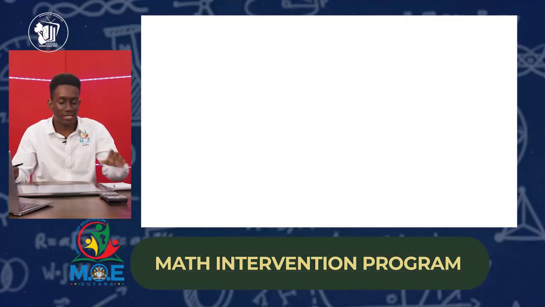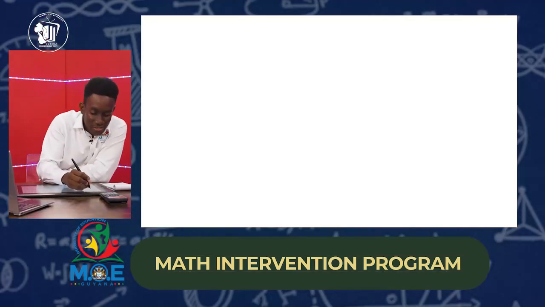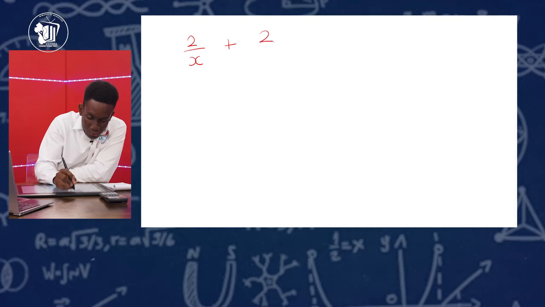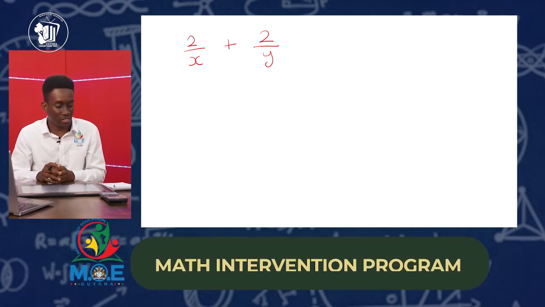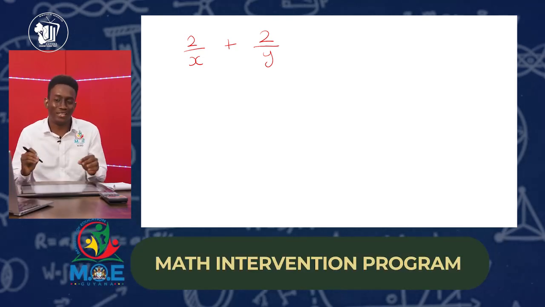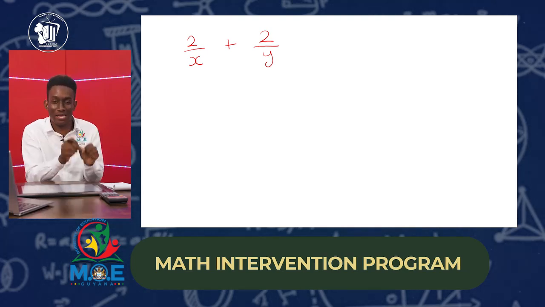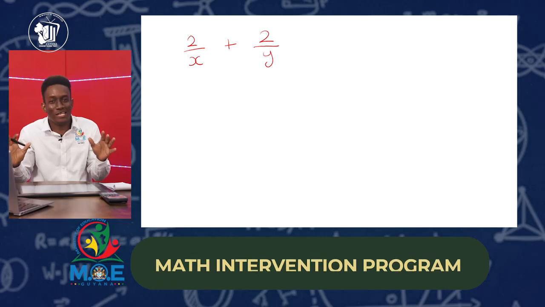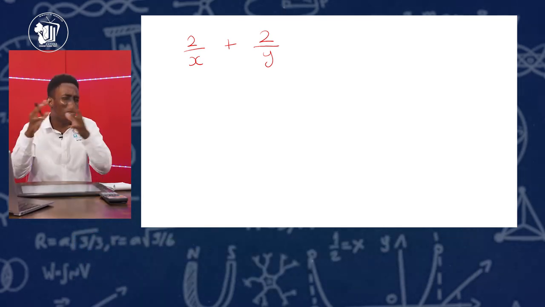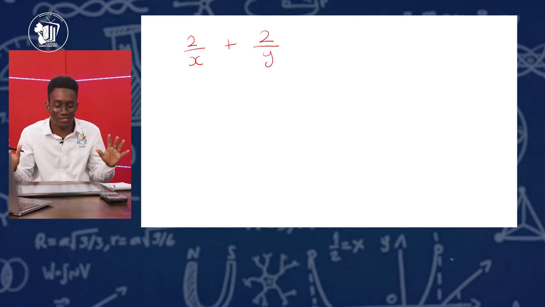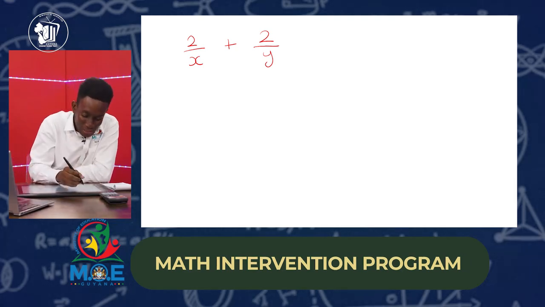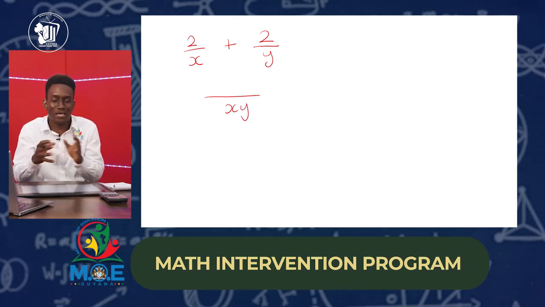So let's take things up a bit. Let's look at them now when the denominators are not the same. So let's say we have 2 over x plus 2 over y. In the first fraction, we see the denominator is x, and in the second fraction, the denominator is y. So we have to find the LCM of the denominators, which would be x and y. An easy way to find the LCM of fractions is simply to multiply the denominators. Multiply the x by the y. So x times y would simply give you xy. So the LCM would be xy.